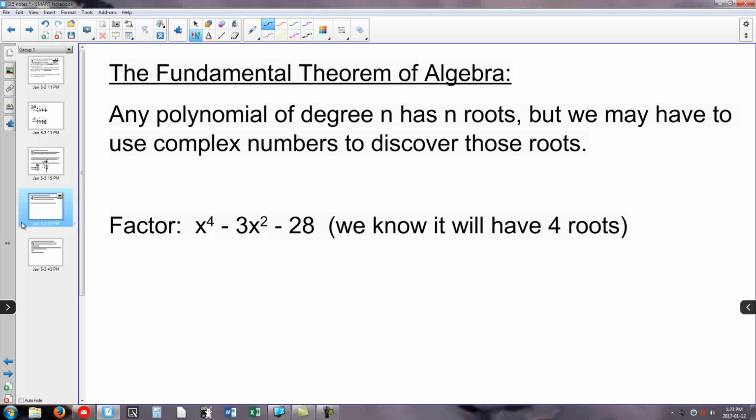Fundamental theorem of algebra, we've talked about this before. The highest exponent, which is the degree of the polynomial, tells us how many solutions or roots something will have. The issue is what happens when they're complex or imaginary values. How do we find those?